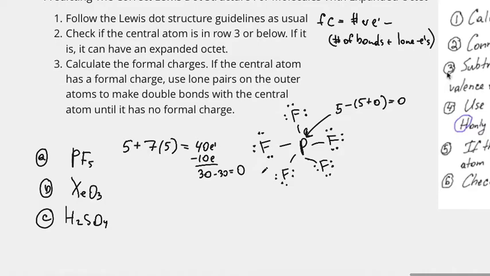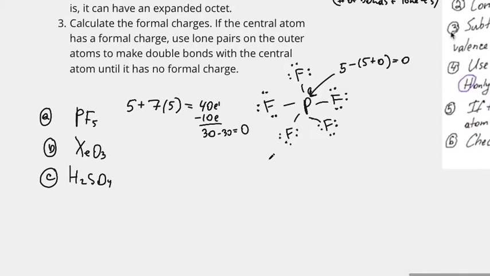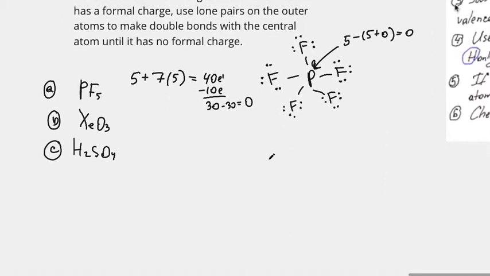So this molecule was a case of an expanded octet where phosphorus has more than 8 electrons, and it's capable of having more than 8 electrons because it's located in row 3 or below. In this case, it's located in row 3 or period 3. And it had the formal charge of 0. Now we're going to go ahead and do XeO3.